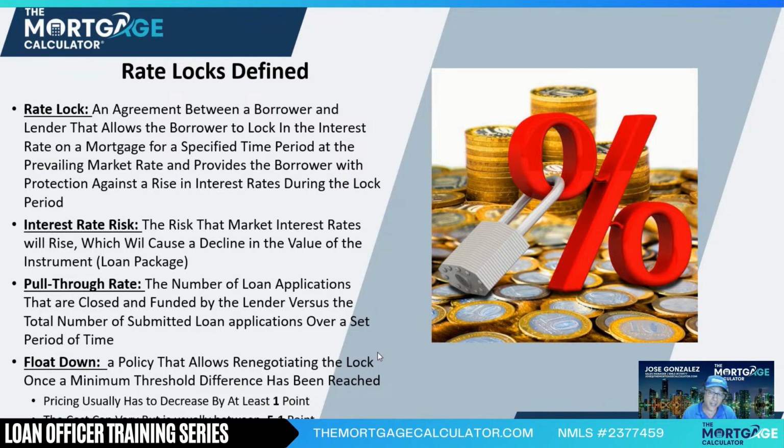The cost I've seen a lot of times is a half a point, but it could be 1 point. That's going to depend on the investor. It does vary from investor to investor, as do the float down policies also vary from investor to investor. Because remember, you're locked in. And what may happen is that if they don't have a float down policy, they may end up with canceled loans because the customer says, forget about it. I don't want to do it anymore.